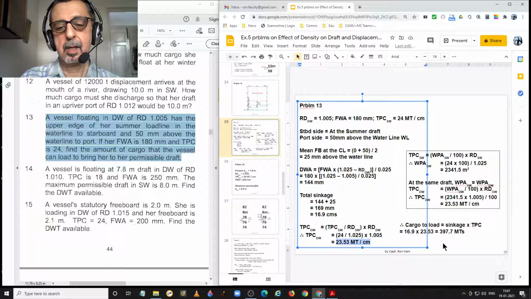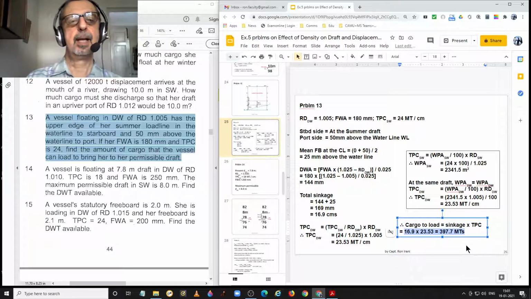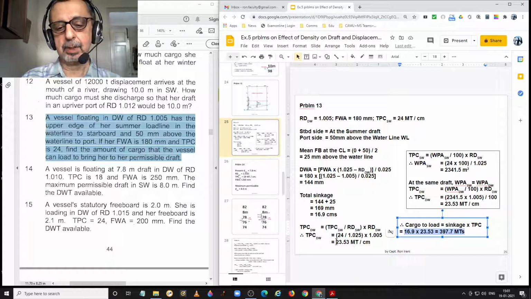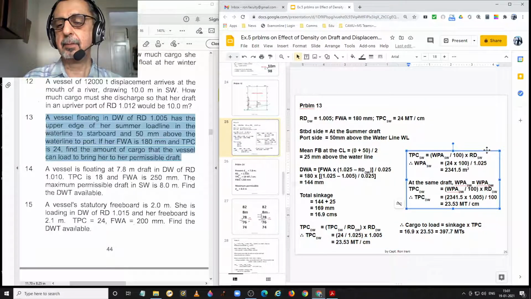Therefore, we have calculated the total sinkage and we have calculated the TPC in dock water. Therefore, the cargo to load is equal to sinkage multiplied by TPC. That is 16.9 multiplied by 23.53, giving us 397.7 metric tons. Now you may perhaps wonder as to how this is possible. Is there a way of cross-checking whether this number is correct or not? Yes, there is a way.